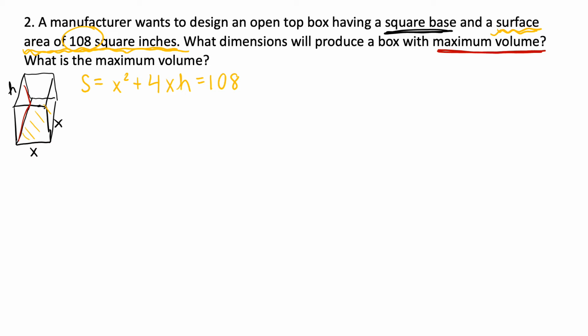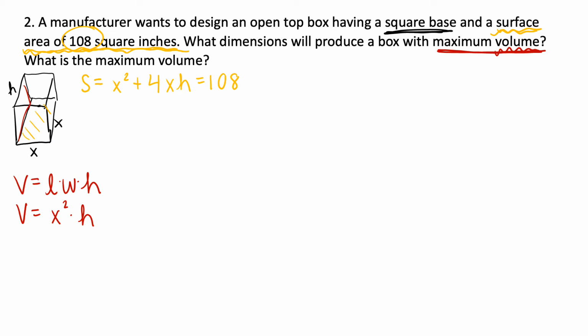Okay, then what are we trying to do? We are trying to maximize our volume. So what we know is that volume is going to be equal to length times width times height. So in this case, volume is equal to x times x, which is x squared, times h. Here we're having a small issue because we have 2 variables, x and h. Good thing we also have 2 equations.